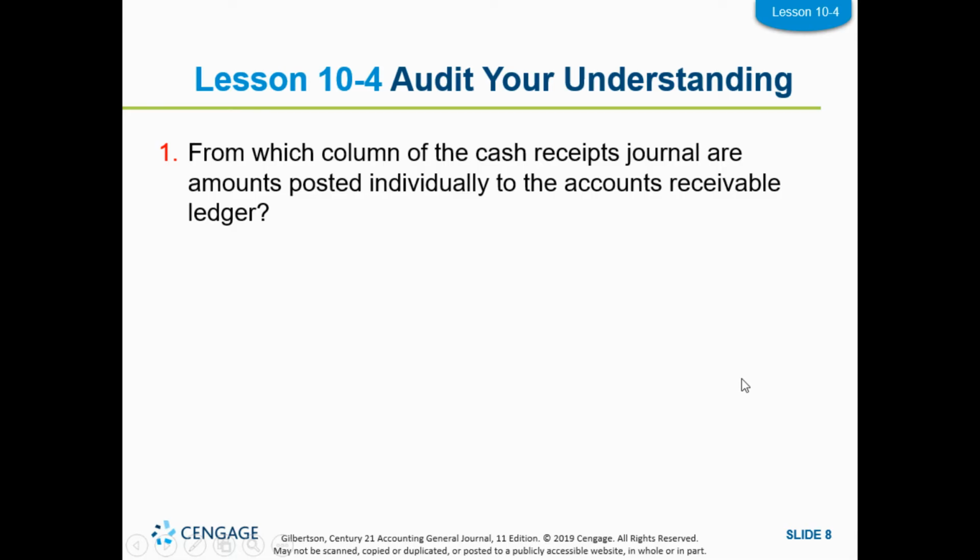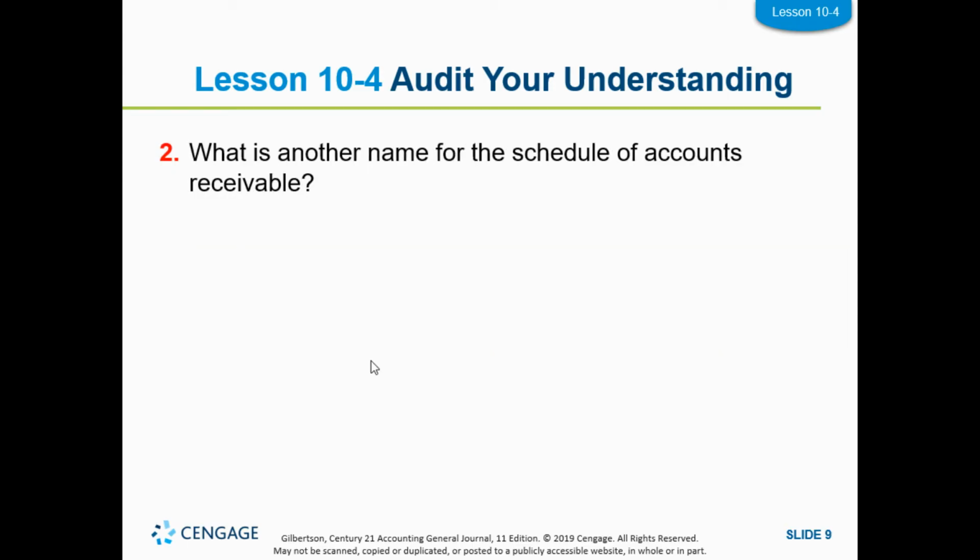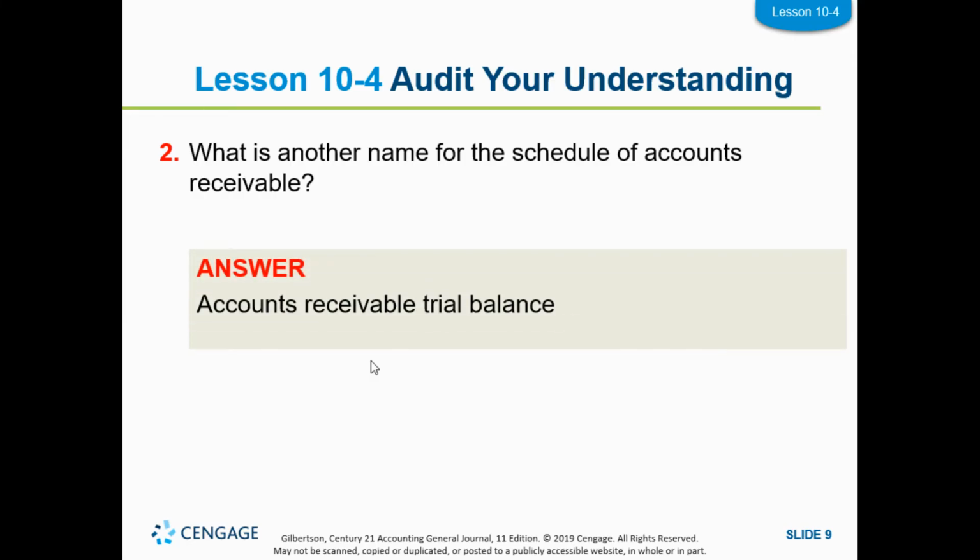Which column? The cash receipts journal, amounts posted individually to the accounts receivable ledger. Where's that coming from? Well, we have a special column called accounts receivable credit on our cash receipts journal. What's the other name for the schedule of accounts receivable? Accounts receivable trial balance. Very good.